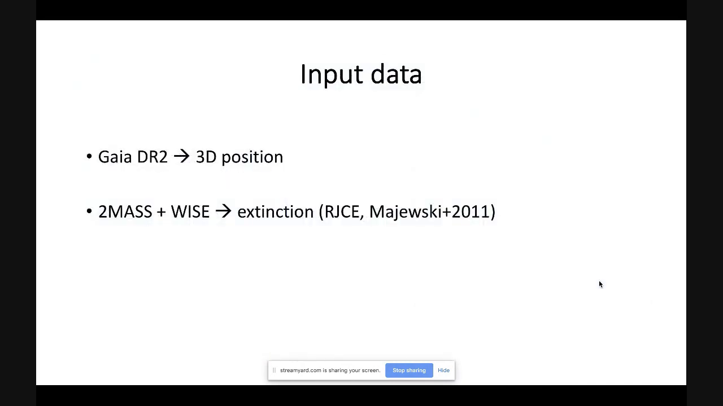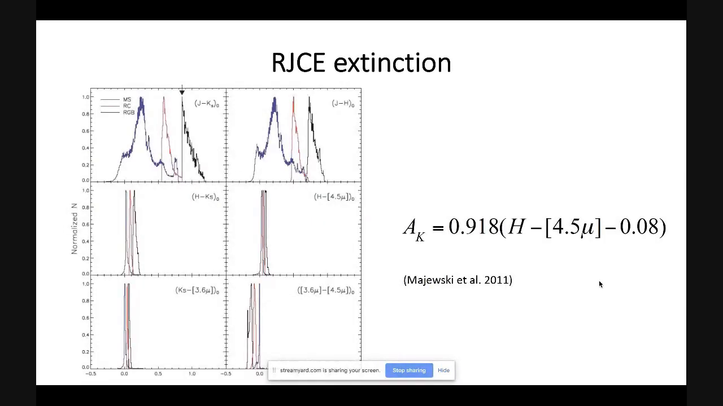Now, for this work on Orion, we use data from Gaia DR2 to get the positions of stars in 3D. And then we use the cross-match of Gaia with 2MASS and WISE already from the Gaia archive. And if we have these 2MASS and WISE bands, we can get the extinction from a method like RICE. And very briefly, how the RICE method works.